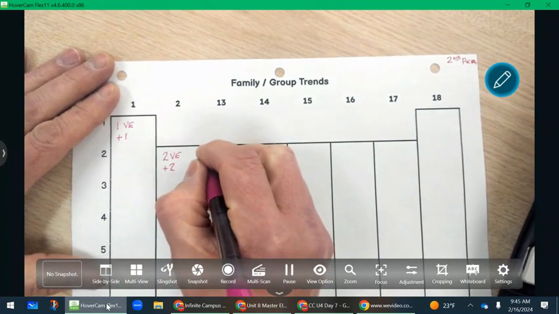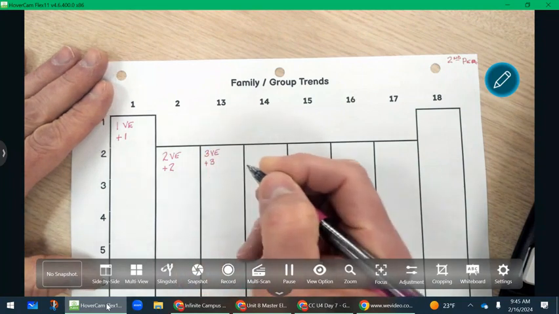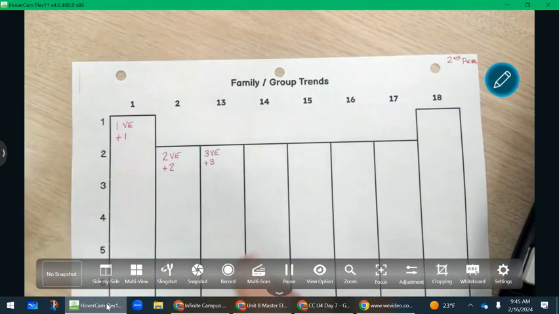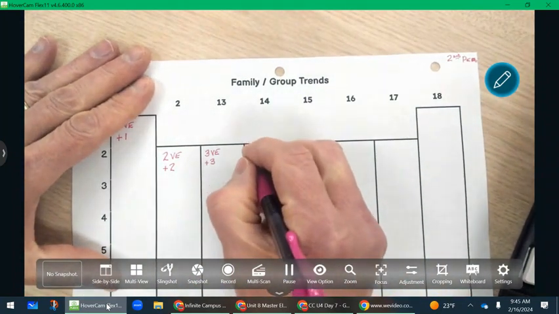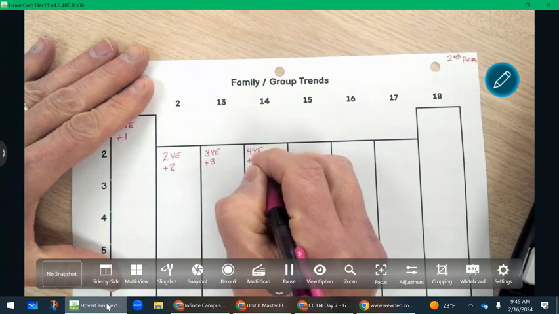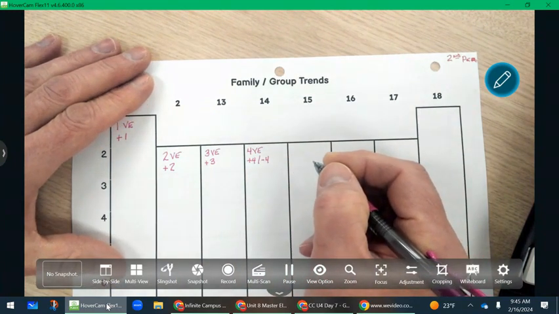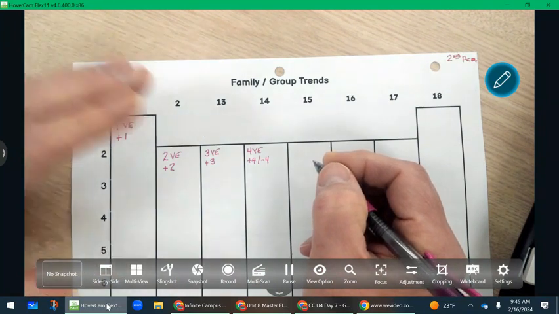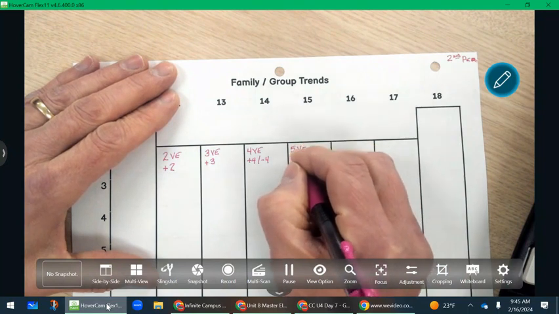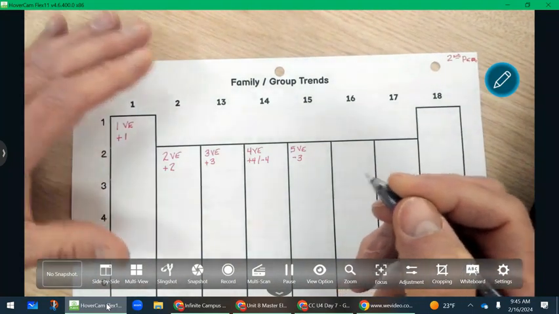Group 13, 3 valence electrons, +3. But there is an exception here. Which one does not follow that rule? Boron. Good. Group 14, 4 valence electrons, +4 / -4. What would be the -4s? The nonmetals. The metals would be the +4. Group 15, 5 valence electrons, -3. Again, not counting the metals at the bottom because they are exceptions.